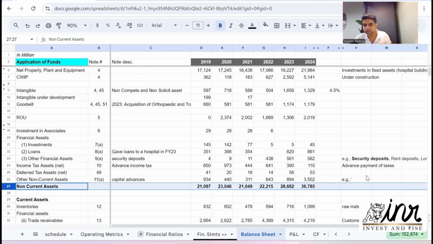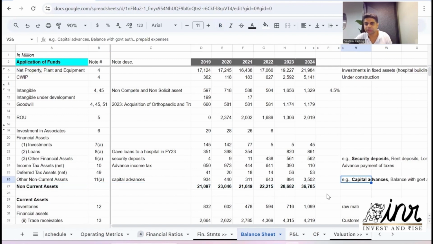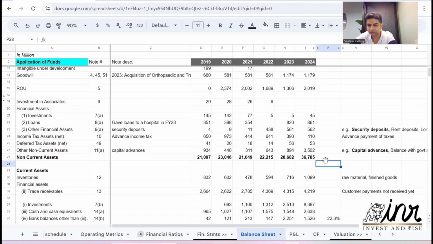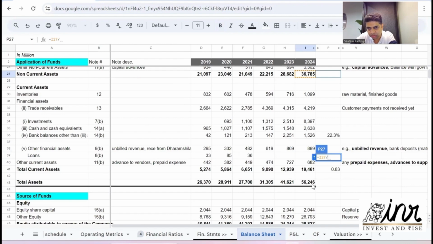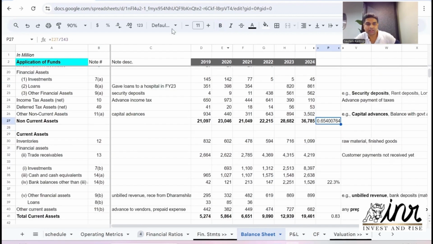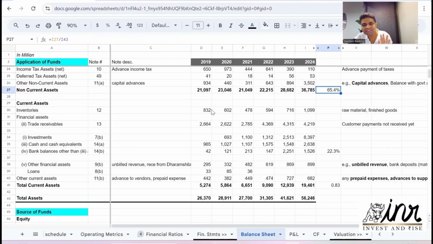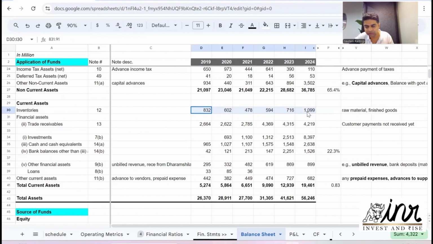Now, did I delete something? All right. So you see non-current assets form around 65% of the balance sheet. I'm just trying to get a sense of the size and scale of this business right now. Now, if I move forward, inventory is, again, typically not a problem for hospitals.